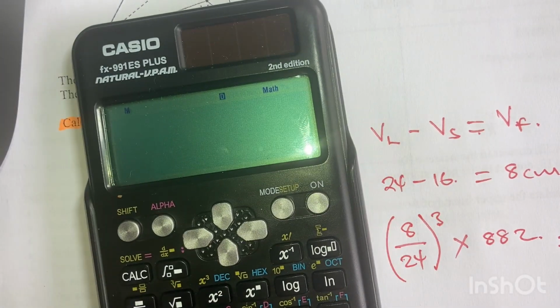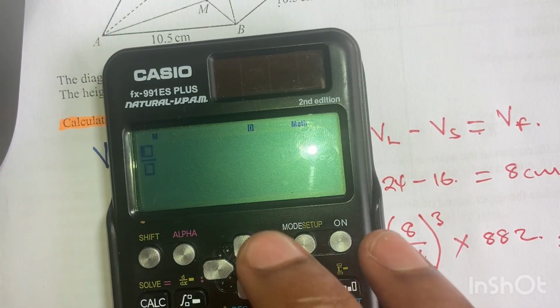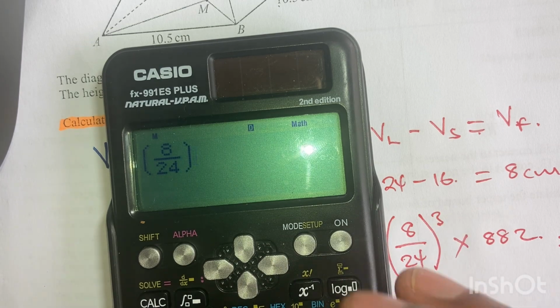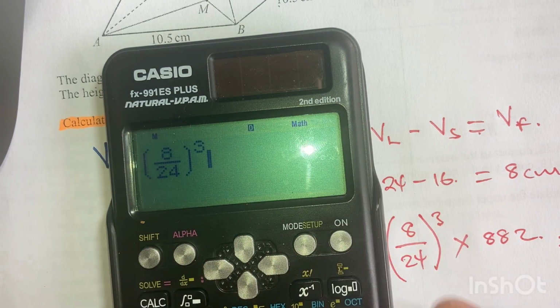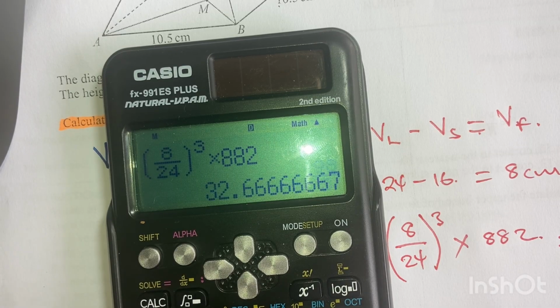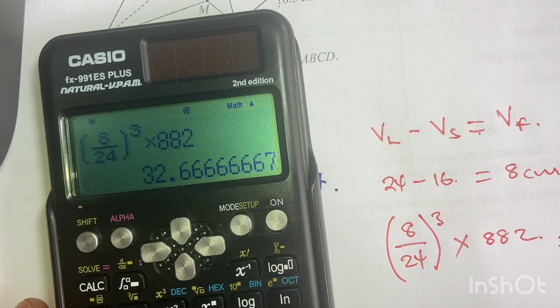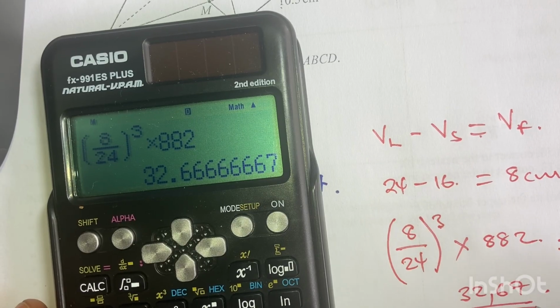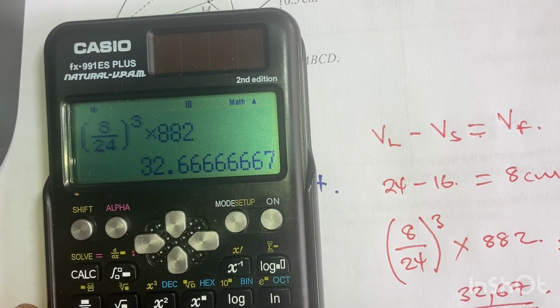So we say 8 over 24 cubed multiplied by 882. That gives me 32.67. That is the volume of the smaller pyramid.